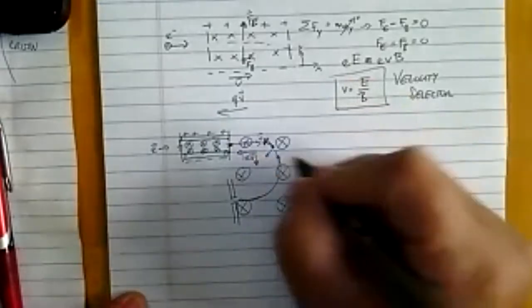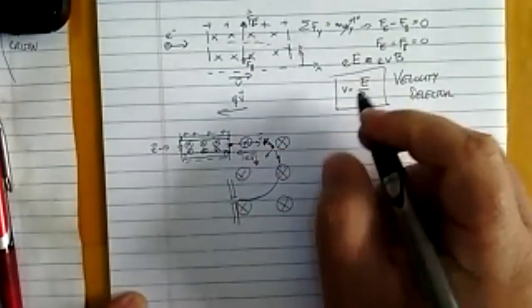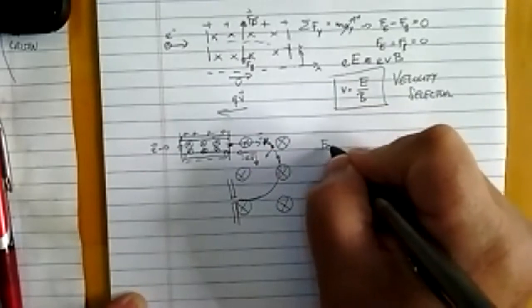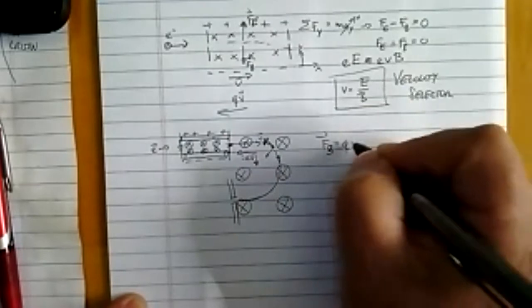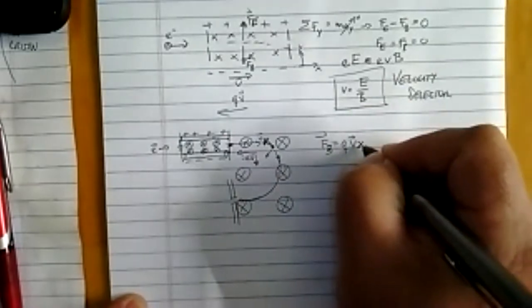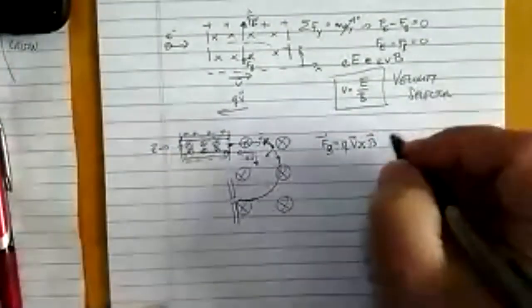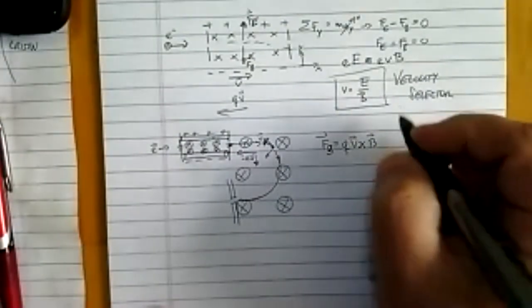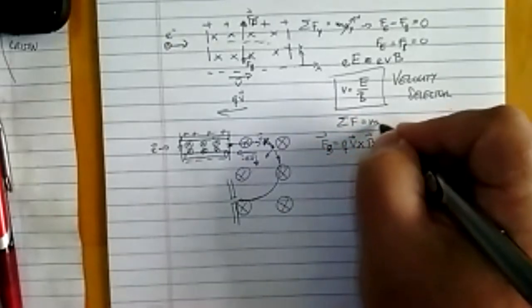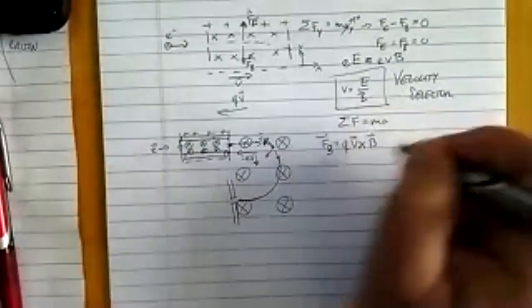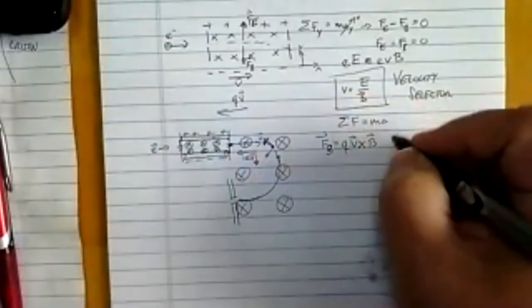And what we'll have is a velocity coming in that causes a magnetic force. That magnetic force is equal to the charge that it has times the velocity that it has crossed with B. And that's going to tend to cause an acceleration. And according to Newton's second law, the summation of forces is equal to mass times acceleration in the direction that we're talking about, which is acceleration perpendicular to the velocity.